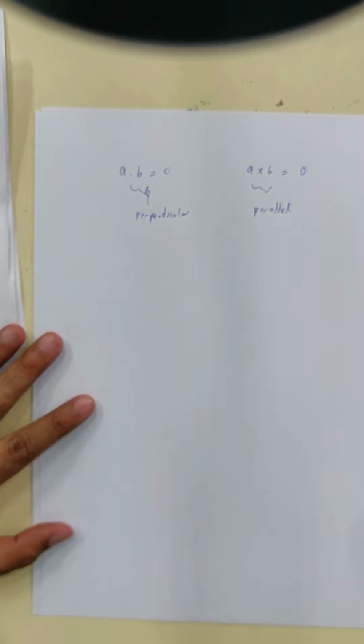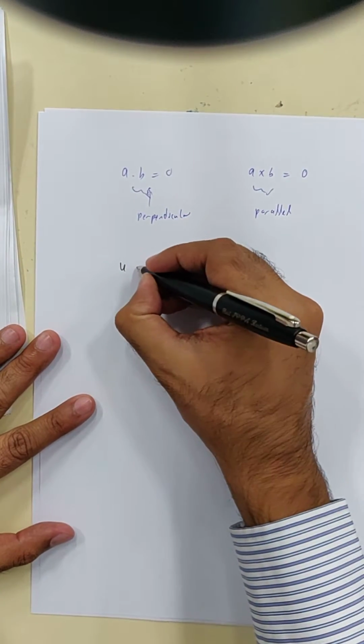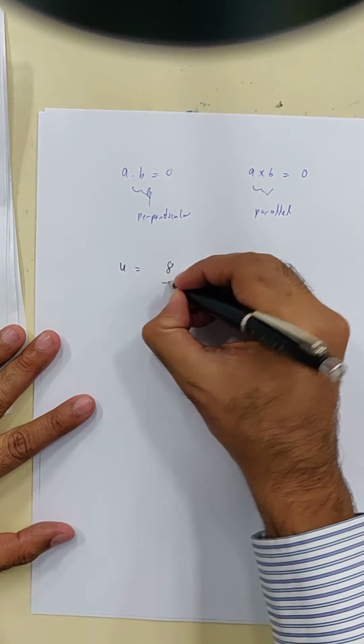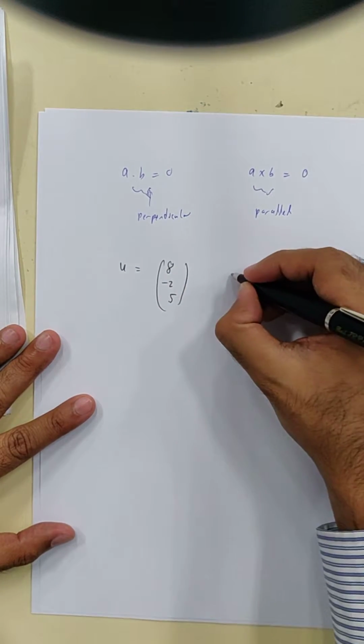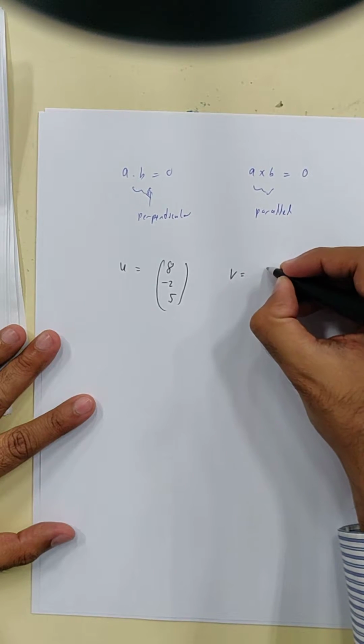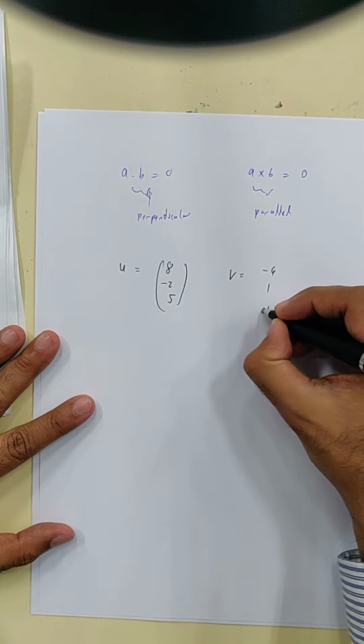So now, if I ask you this question, let's say you are given u equals 8, negative 2, 5, and I give you v equals negative 4, 1, alpha.